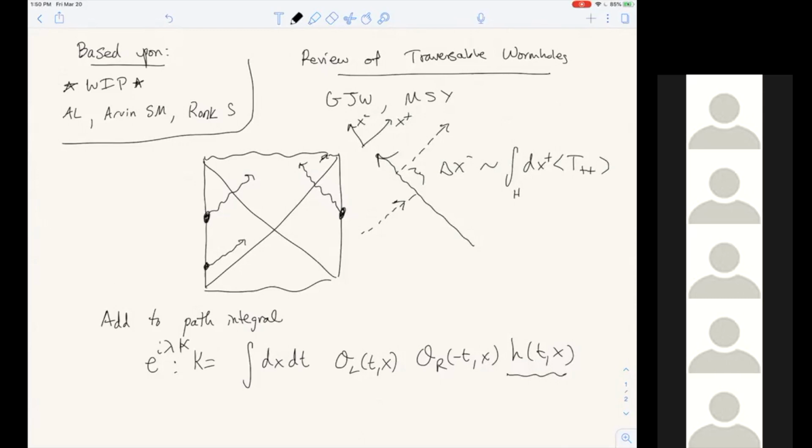What Gao-Jafferis-Wall pointed out was that when you do this bilocal coupling, this total integrated null energy can actually be negative. So what this means is that instead of getting a time delay, this particle can get a time advance. And this is what allows this particle, if I follow its trajectory, to get shifted and make it out to the right-hand side.